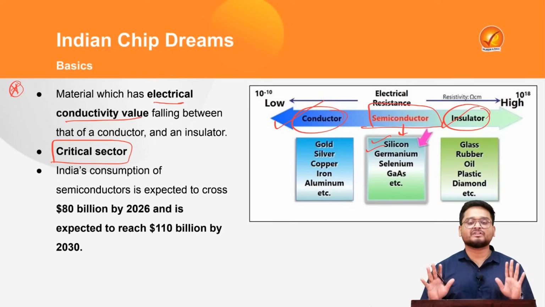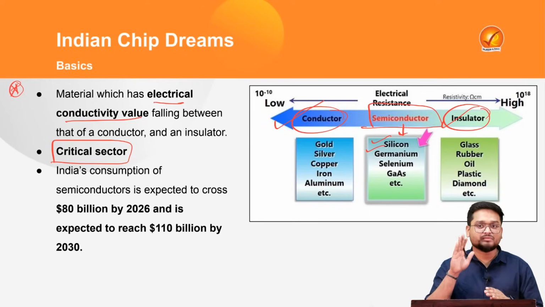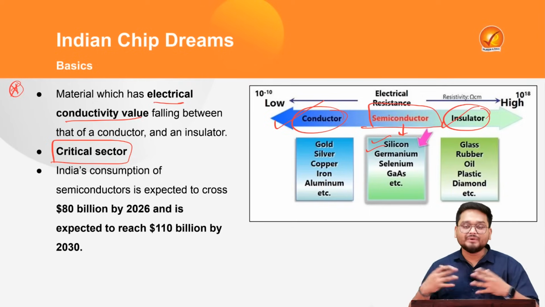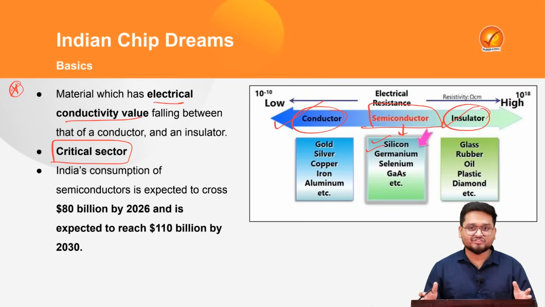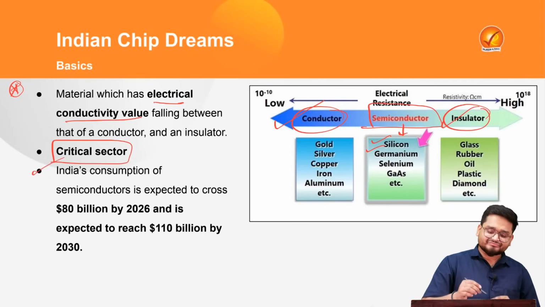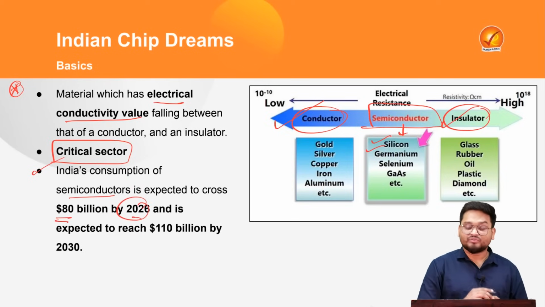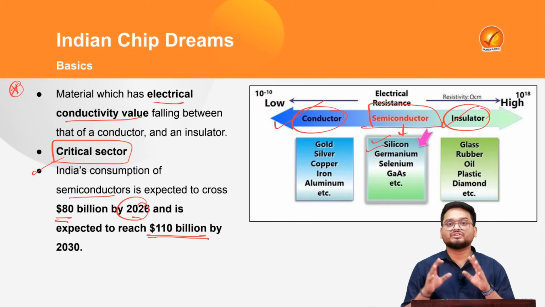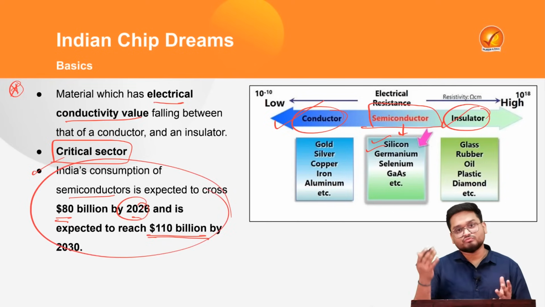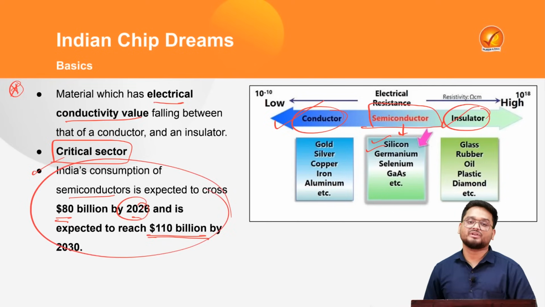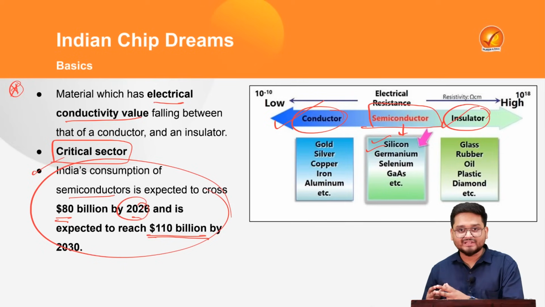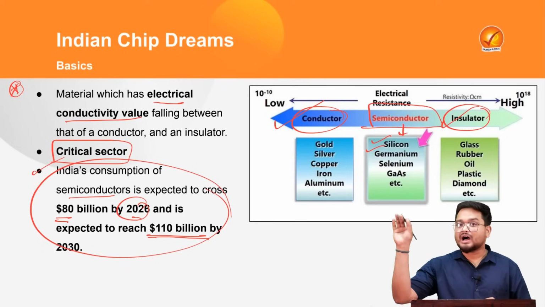So almost all of the electrical appliances will definitely have semiconductors in them, and that is why the companies and nations which dominate the semiconductor producing industries dominate the entire electrical and electronics world too. And here India's consumption of semiconductors is expected to cross $80 billion by 2026 and is also expected to reach $110 billion by 2030. So India is thinking, why should we not produce them in our own nation?